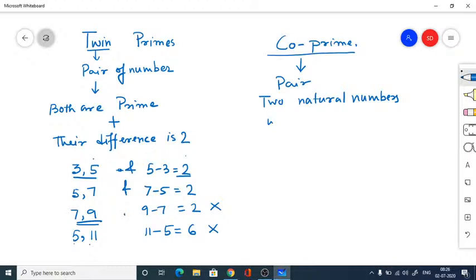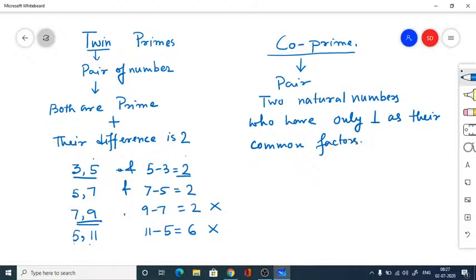Two natural numbers who have only 1 as their common factor. Common factor means a factor of both the numbers, like 3 and 8. What are the factors of 3? 1 and 3. What are the factors of 8? 1, 2, 4 and 8.